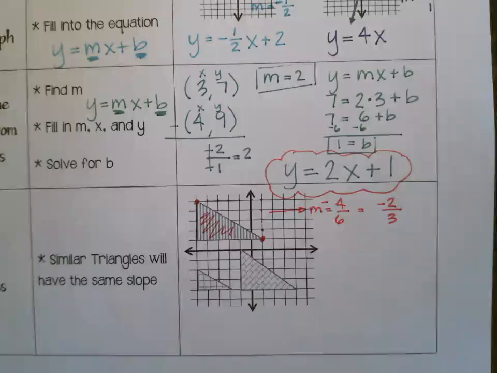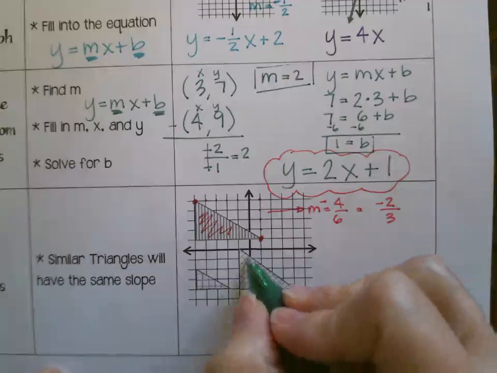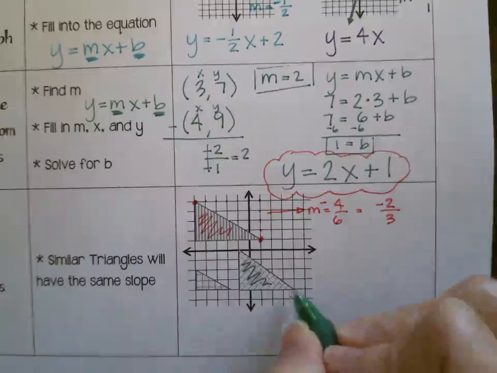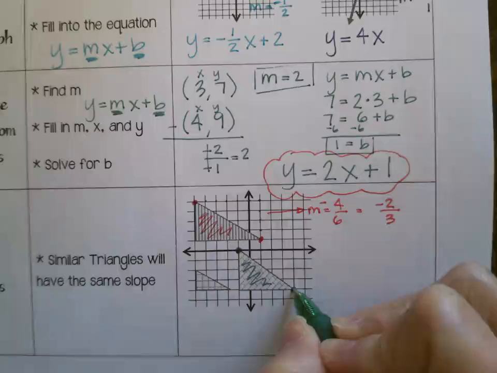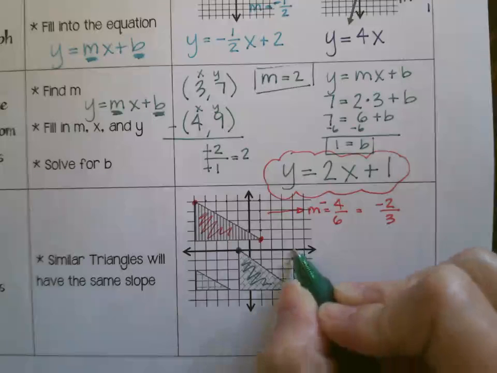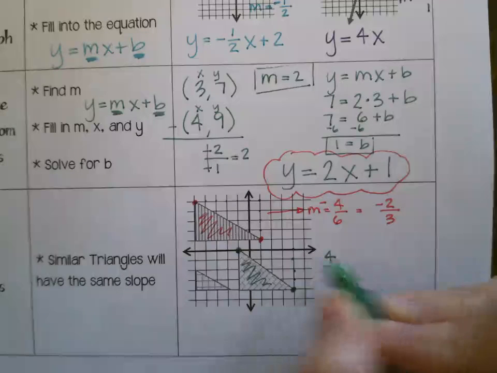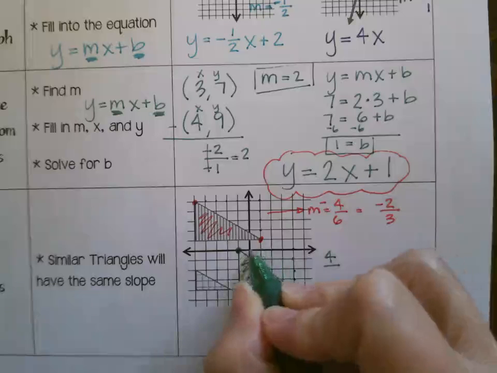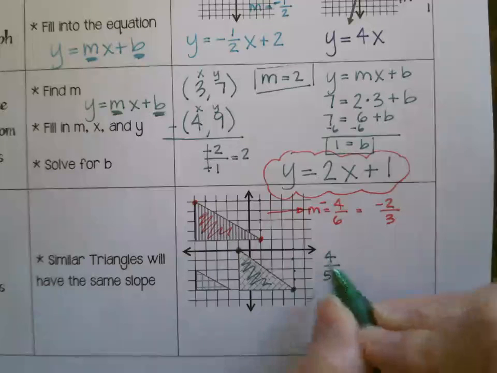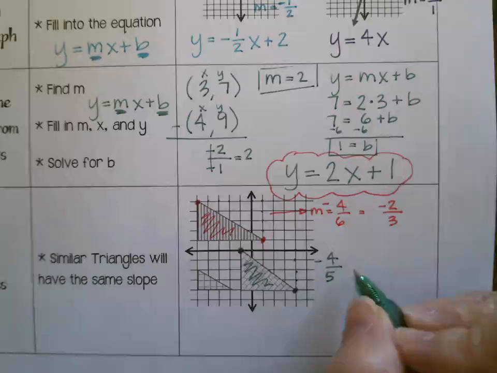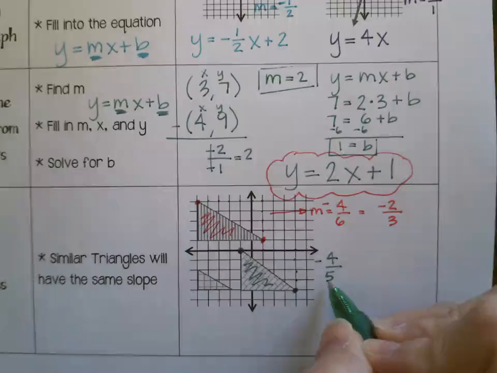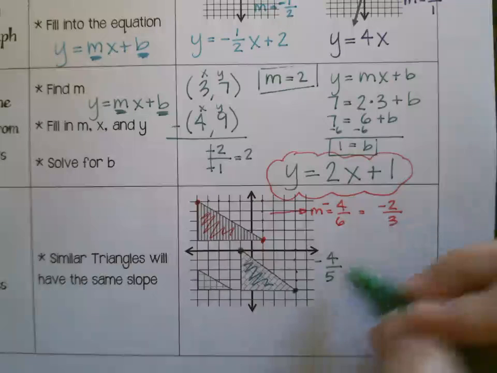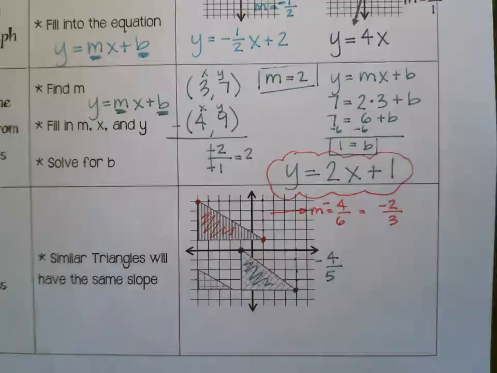All right, so now let's try this one. I'm going to do this one in green. So I'm going to start here, and I'm going to go to here. So I'm going to count up is 1, 2, 3, 4. So I went up 4. 1, 2, 3, 4, 5, over 5, and it's in the negative direction. Well, I can't reduce anything there, so I got negative 4/5. But those are not the same. So I know that the red and the green are not similar.